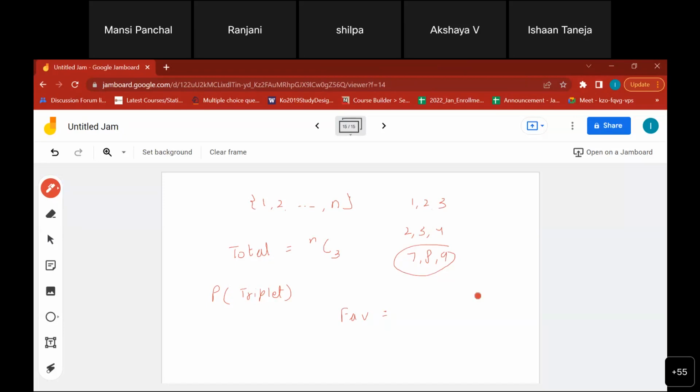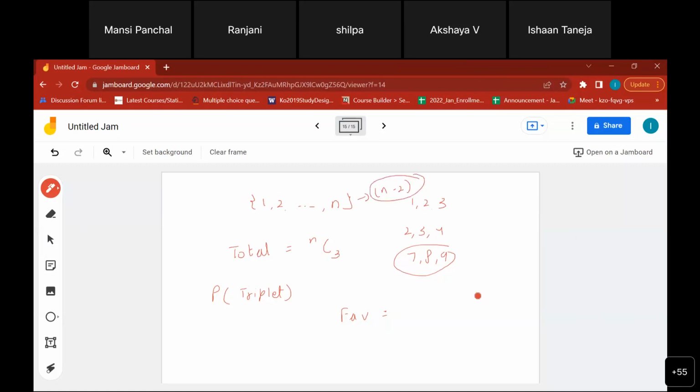N minus 2. Okay, why so? See, if you look at the first triplet, you'll have 1, 2, 3. Then you'll have 2, 3, 4. Then 4, 5, 6. And the last one will be n minus 2, n minus 1, n. So your value goes from 1, 2, 3 as one set, and the last set is n minus 2, n minus 1, n. So you are having n minus 2 such sets. So in total, I will have n minus 2 triplets in this set, right?